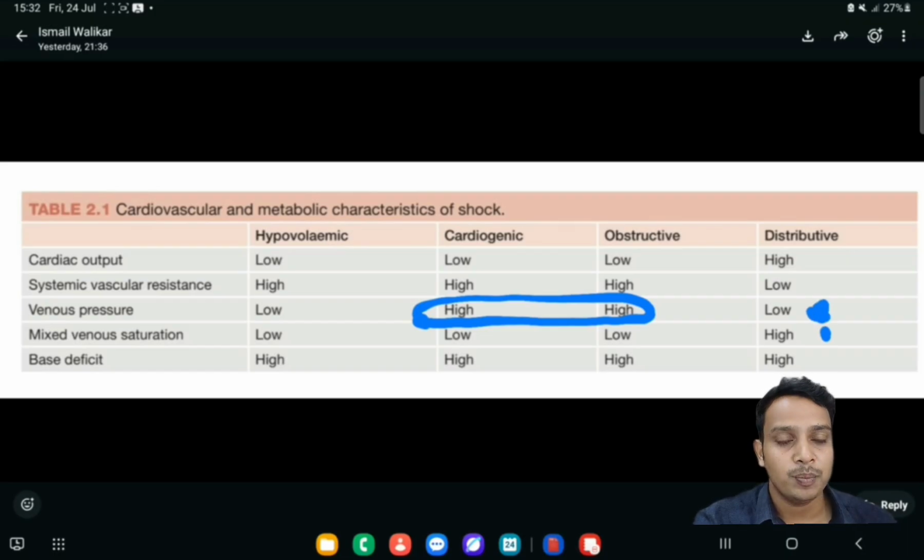Venous pressure increases only in two types of shock, the cardiogenic and obstructive shock. Why in cardiogenic? Because our heart is not able to pump properly. And why in obstructive shock? Because the heart is not able to pump the blood out of the heart. So in only these two conditions, venous pressure is more. Venous pressure is nothing but your central venous pressure, CVP. CVP increases in cardiogenic shock and obstructive shock. And what happens to the base deficit? Remember, base deficit is always high in all the shocks.